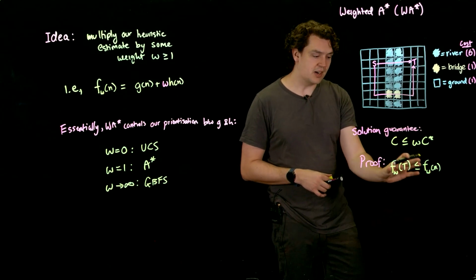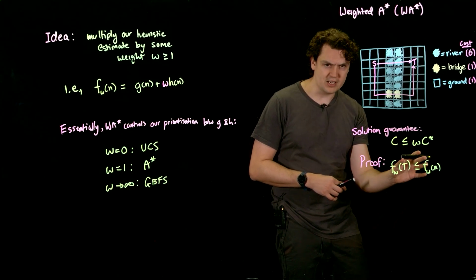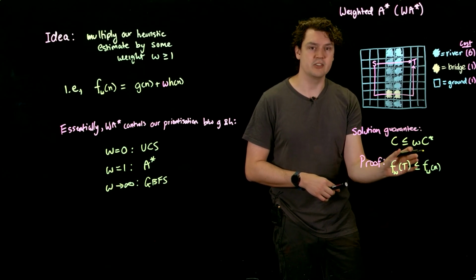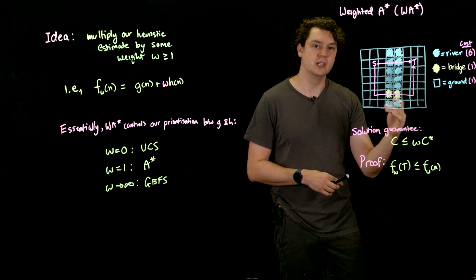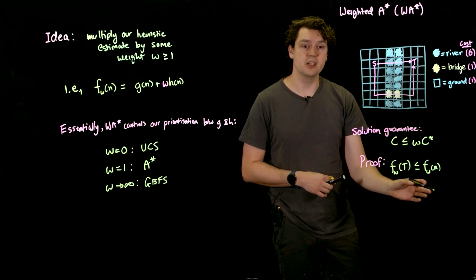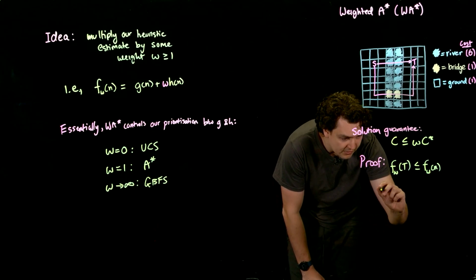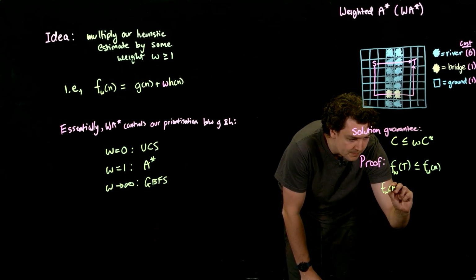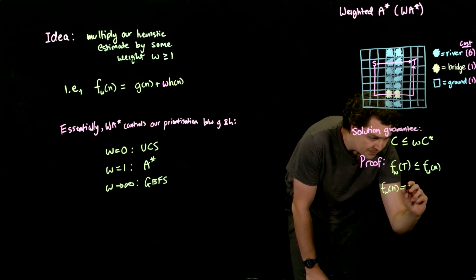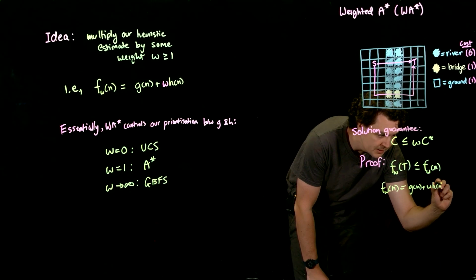Okay, so I'm going to try to do some very simple math to rearrange and change some things and some equivalences so that we can reach this guarantee that the cost is less than or equal to w times the optimal cost. So the first thing I'm going to do is write the definition of this right-hand side. The f value of n, we already know, is defined as g of n plus w times h of n.